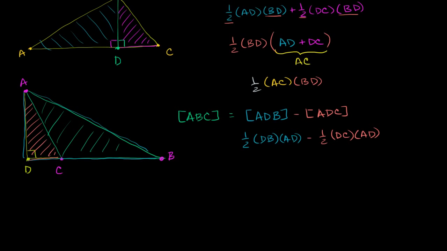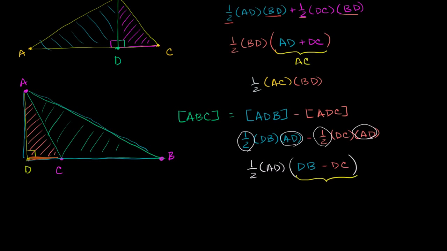So here we can factor out a 1/2 and an AD. So we factor out a 1/2 times AD, and what's left inside is DB minus DC. Now what is DB minus DC? Well, DB is the length of this whole thing, you subtract from that the length DC, you're going to be left with CB. So this right over here is CB.